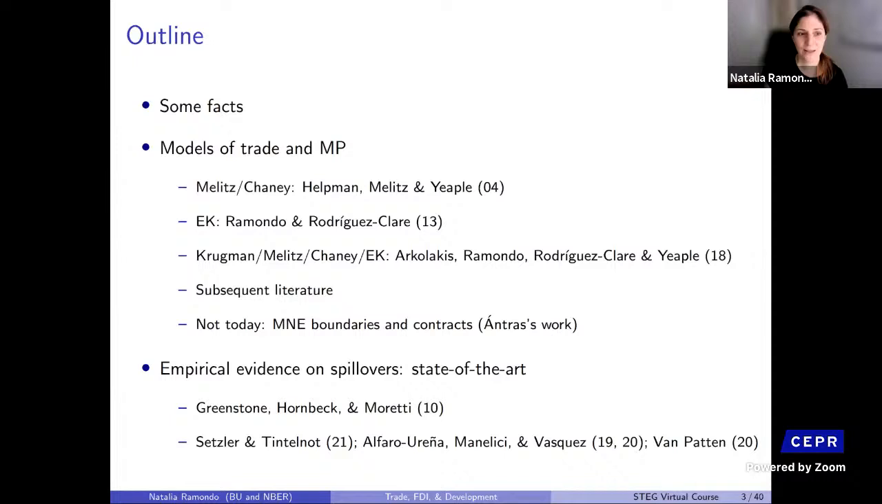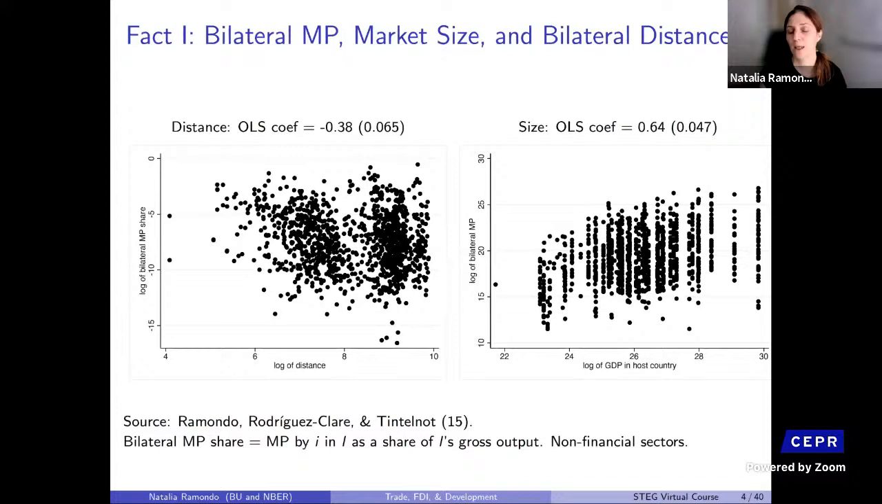So let me jump to the facts right away. The first fact is one that trade economists are very familiar with, gravity. So MP flows follow gravity. Bilateral MP shares decrease with distance, that's the left picture, and bilateral MP flows increase with GDP in the host country. And you can look at this fact in many shapes and sizes. It's very robust. So we want models to display this aggregate fact, gravity.